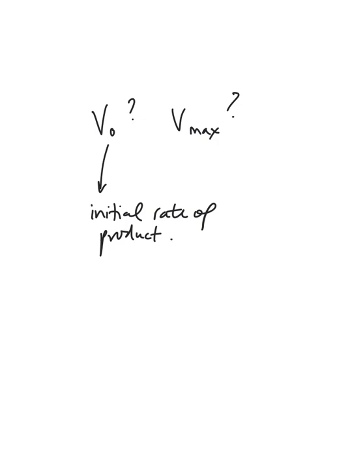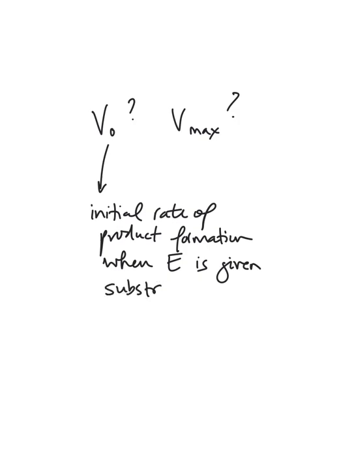Another person asked, what's the difference between initial velocity and Vmax? And one of the reasons actually that I like doing these kinds of activities is then it inspires you and causes you to ask questions like this, which is about the actual content. So initial velocity is going to be the initial rate of product formation when you have a situation when your enzyme is given some substrate. And the more substrate you give an enzyme, the higher its rate of production is going to be.